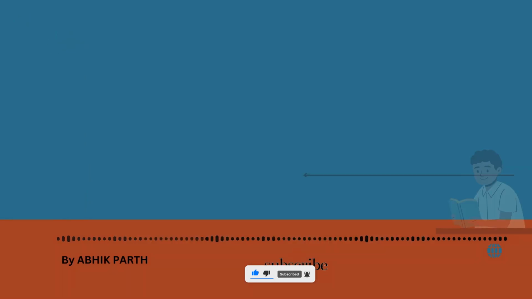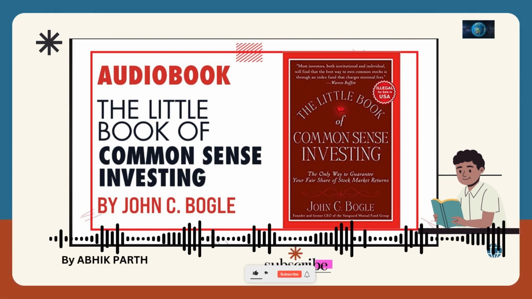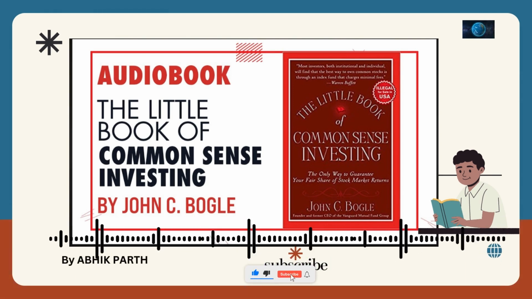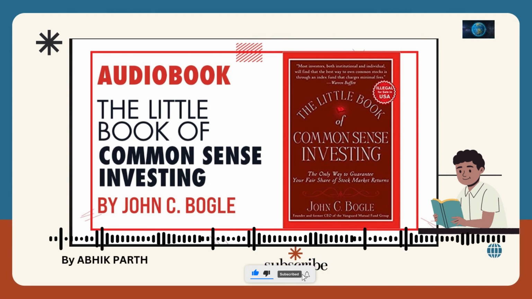Key Lesson 2: The Reality of Returns. Bogle introduces two key components of investment returns. Investment returns: dividends and earnings growth. Speculative returns: changes in the price-to-earnings (PE) ratio driven by market sentiment.